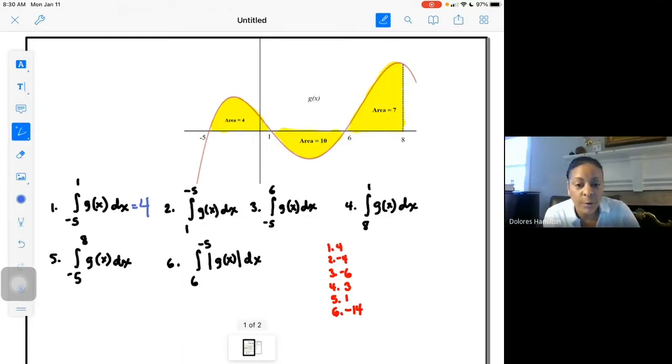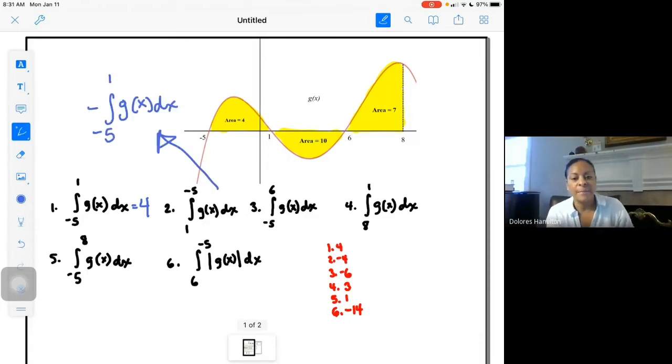Now, if I see question 2, it's going from 1 to -5. I always want my lower limit to be the smaller value, so what we can do instead is switch our limits of integration and negate the definite integral. So here I know that that would be the same as this statement, which we already found in the first problem. So we know that question 2 is -4.